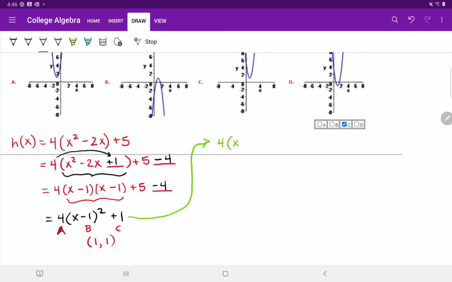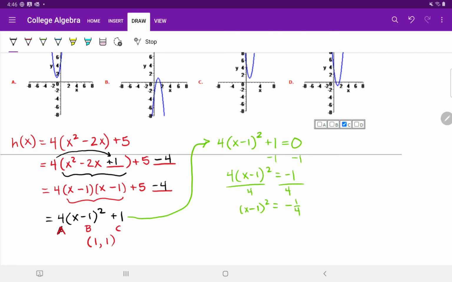So 4 times x minus 1 squared plus 1 equals 0. So we always set it equal to 0, regardless of what method we're using. But here, this one's going to be pretty easy to solve because we just have to manipulate it using some algebra. Let's subtract 1 from both sides. That's going to give us a negative 1. Now we'll divide both sides by 4, leaving us with an x minus 1 squared on the left and a negative 1/4 on the right.